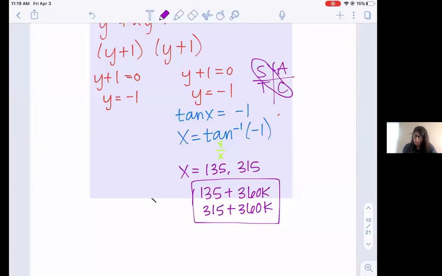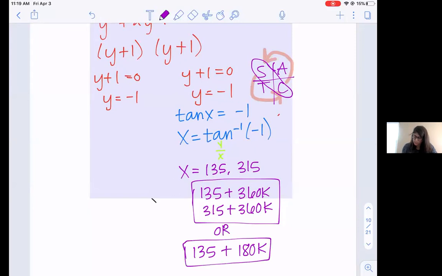All right. Okay, and I could leave it like that, or since basically every 180 degrees is where my tangent repeats, I could just pick one of them. I could say 135 plus 180k, and it would be the same. So either way would be correct.